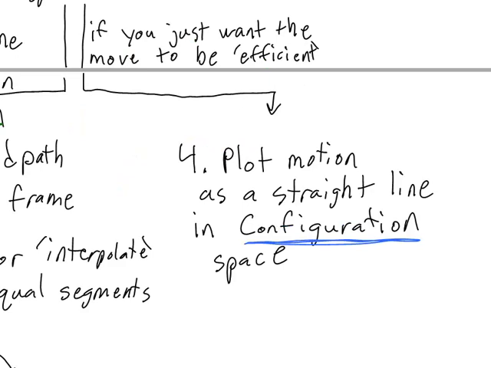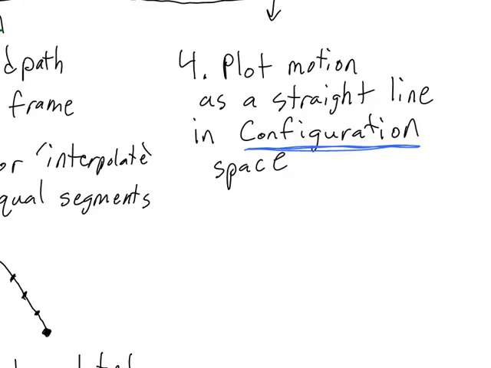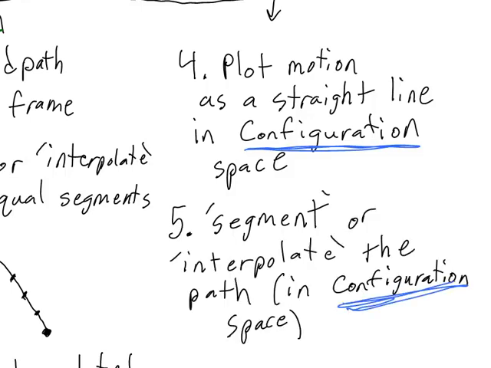Because of this, when we're making motions in order to be efficient by moving in straight lines in configuration space, we want to make sure that the actual Cartesian movement of the end effector is an acceptable kind of motion. The way that we do that is by moving on to step 5, which is once again to segment or interpolate the path. However, in this case, we're segmenting or interpolating the path in configuration space, not in Cartesian space as we were doing in the other method.